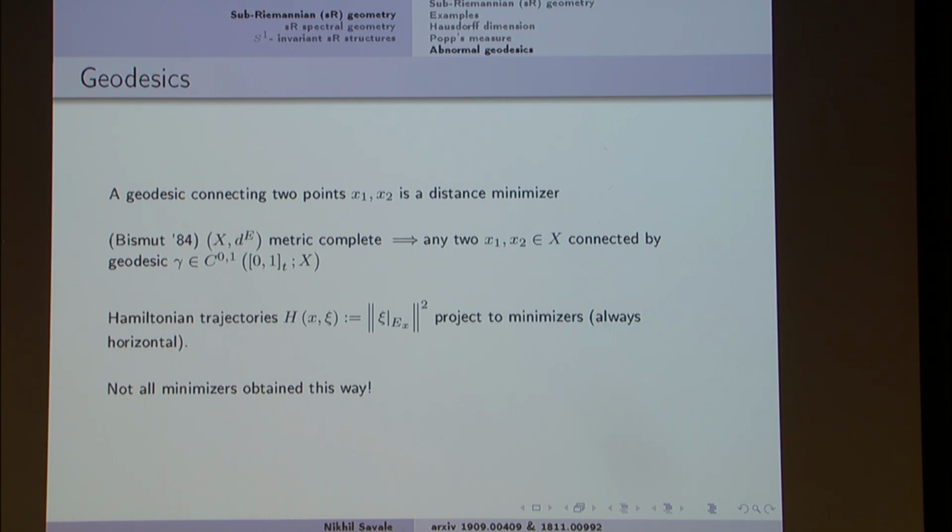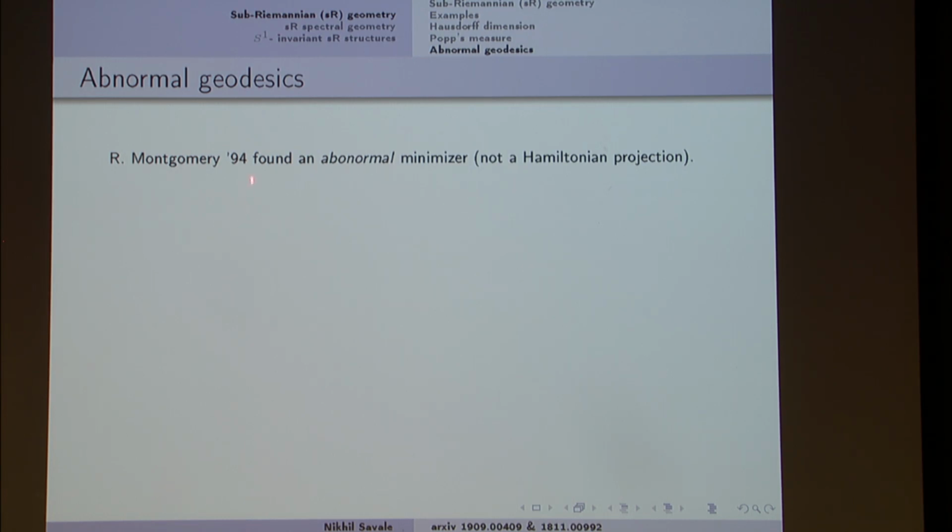This was a topic of debate sometime in the 80s. It's actually in this book of Bismuth, he already says very clearly that not everything is a projection. But there was still some debate. However, in the early 90s, around 91, Richard Montgomery found a very simple, beautiful example of an abnormal minimizer, which settled the debate, I guess. This is an abnormal way to spell the word abnormal, but anyway. I not only misspelled it, I highlighted the misspelling.